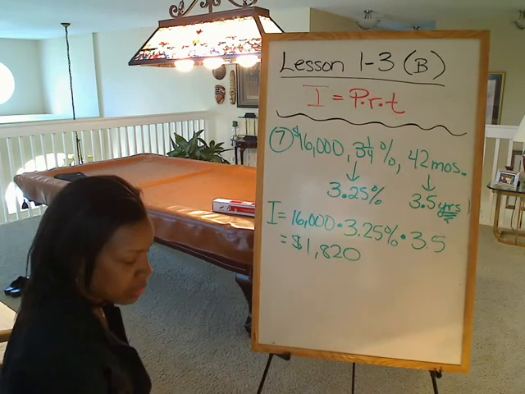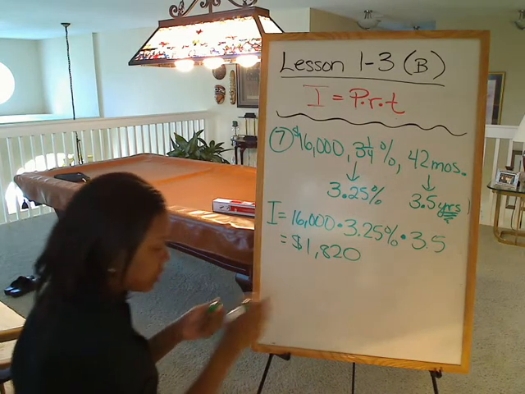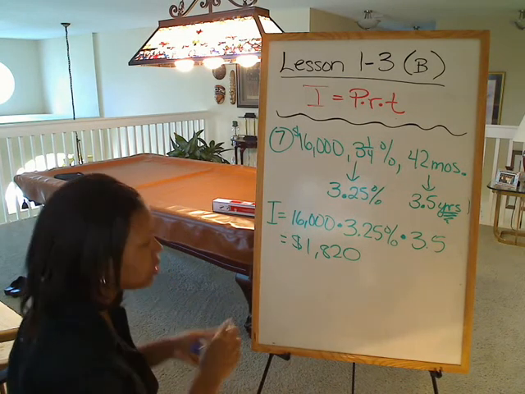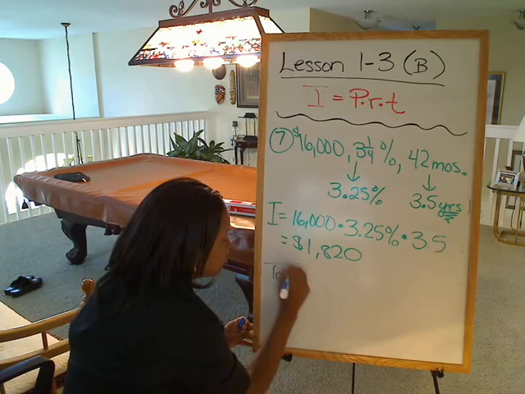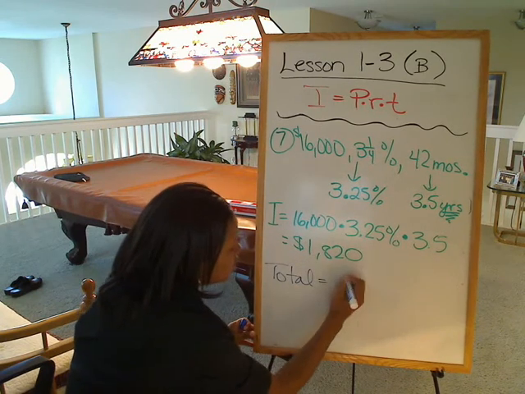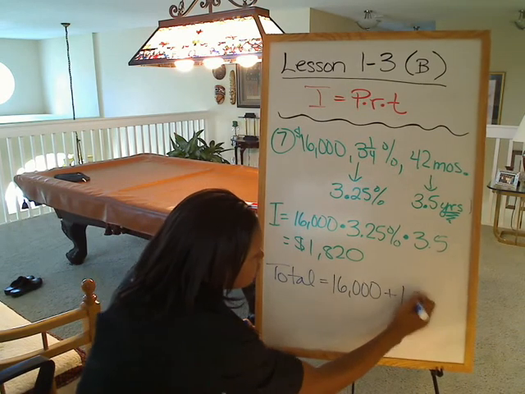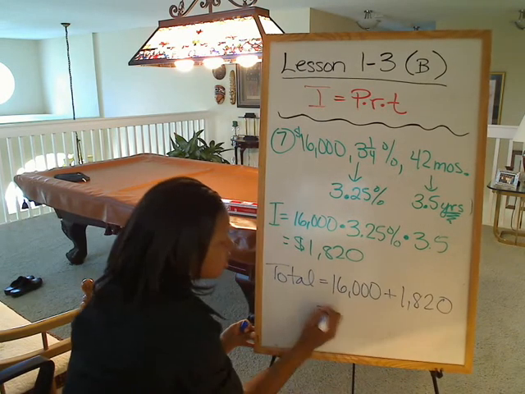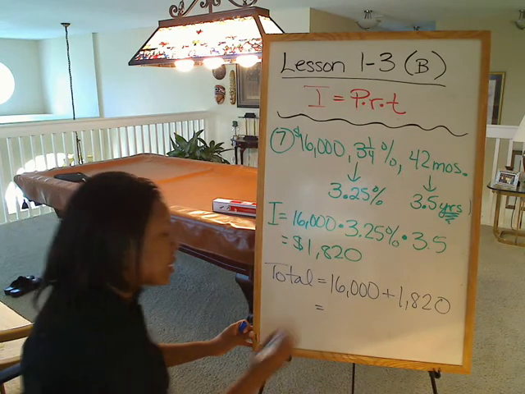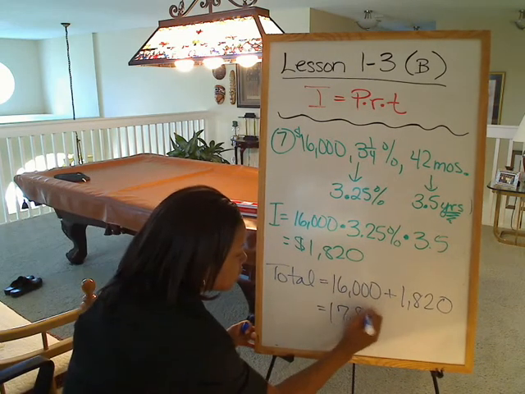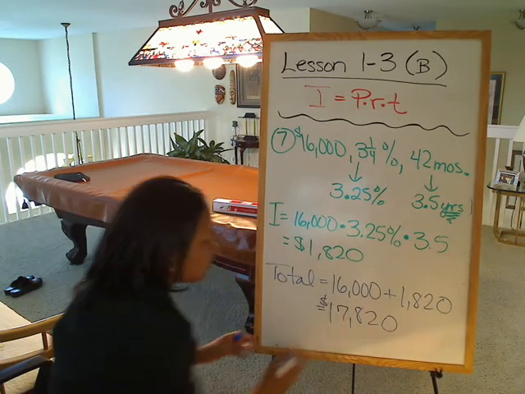That's the interest payment, but they want the total amount. So to find the total cost, let's go to a different color. The total will be the original amount, 16,000, plus the interest, 1,820. And that gives us $17,820. Final answer.